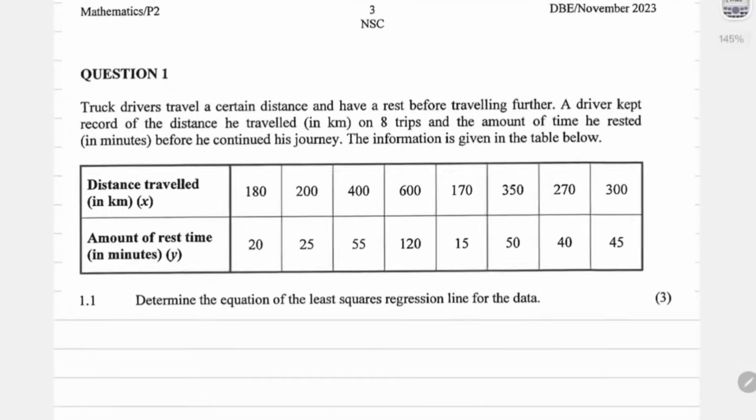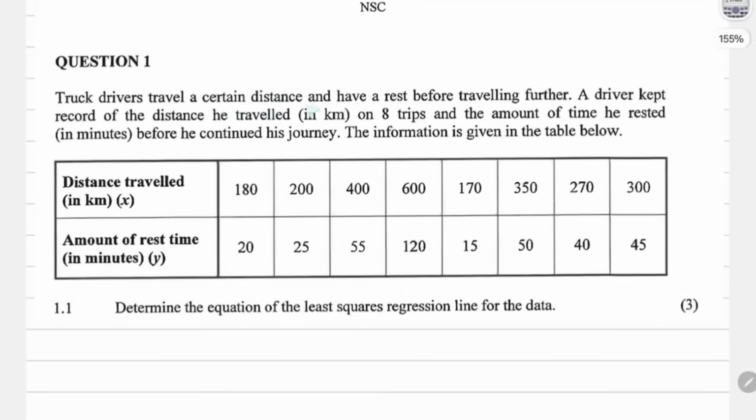So question 1 says, truck drivers travel a certain distance and have a rest before traveling further. A driver kept record of the distance he traveled in kilometers on 8 trips and the amount of time he rested in minutes before he continued his journey. The information is given in the table below. And so, as you can see, as our variables, our x variables, we have the distance traveled in kilometers and then the amount of time that the driver rested for.